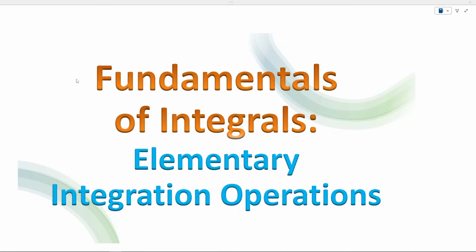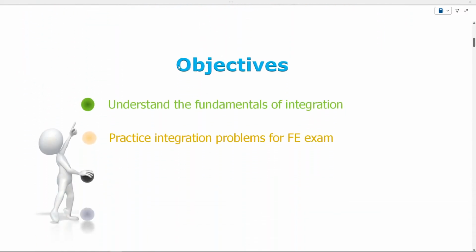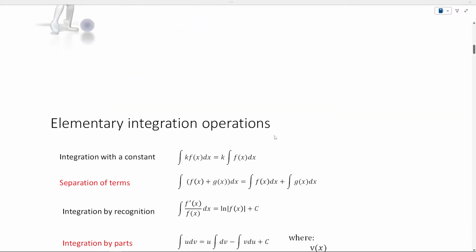Welcome. In this part, we will continue with integration rules, and here we will extend this to some elementary integration operations. So we will understand again the fundamentals of integration. It will be a refresher, or new to you if you didn't take Calc 1 and Calc 2, and for those of you who took Calc 1 and Calc 2, it will be a good preparation for the FE exam.